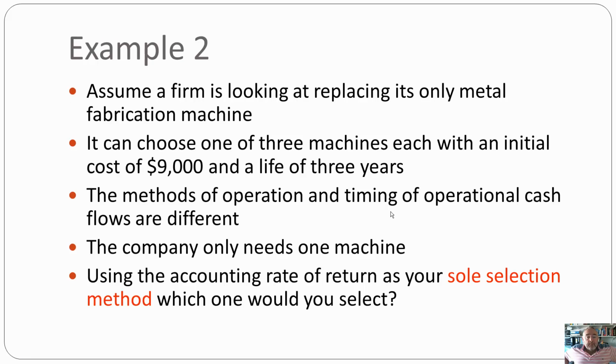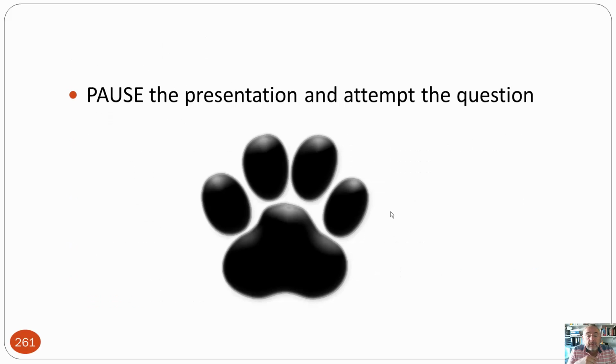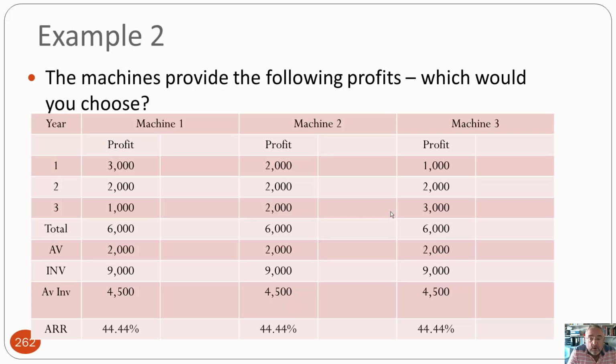Okay, second example. Let's assume that a firm is looking at replacing its only metal fabrication machine. It can choose one of 3 machines. Each has got a $9,000 cost and a life of 3 years. And what's different are the method of operation and the timing of operating cash flow. You only need one machine. So using the accounting rate of return as your sole selection criteria, which would you choose? I shouldn't have put a pause there because we need to see the numbers.